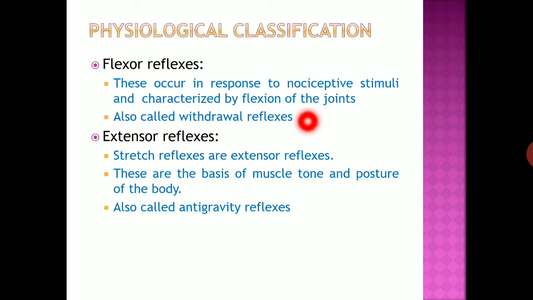Physiological classification, flexor reflexes and extensor reflexes. Flexor reflexes occur in response to nociceptive stimuli, means painful stimuli, and are characterized by flexion of joints. They are known as withdrawal reflex. Extensor reflexes. Stretch reflexes are extensor reflexes. These are the bases of muscle tone and posture of the body, also known as the anti-gravity reflexes.